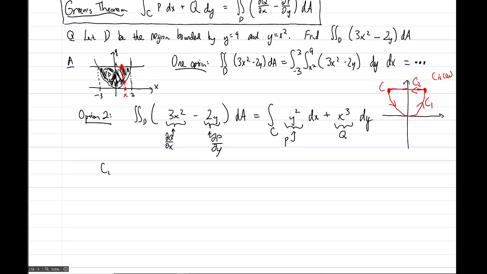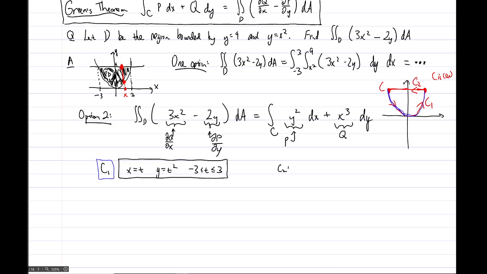A way to parameterize this, we'll just highlight this in another color, in blue as well. To parameterize this, I think the easiest option is just to say, how about x is just t? So x is equal to t, and then y will be, well, if y is x squared, then now y is t squared. And t here would go between negative 3 and 3. Okay, so there's a parameterization of C sub 1.